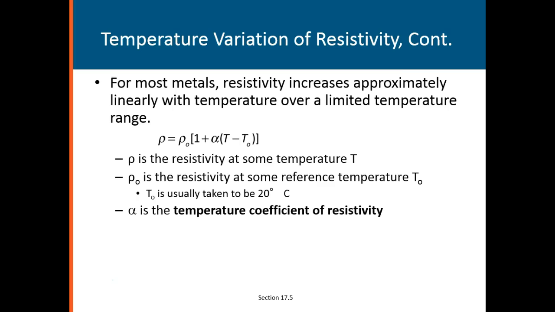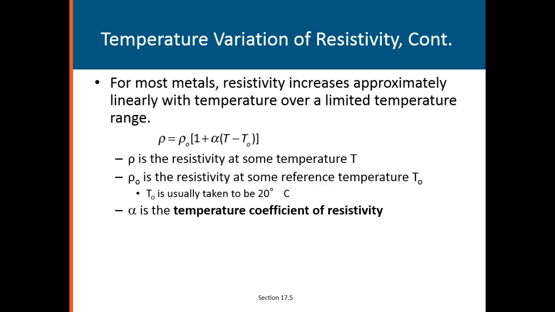It's room temperature exactly, or very close to it. Right now we're sitting, they say, at 71 degrees. 20 degrees Celsius would be 68 degrees Fahrenheit, right around room temperature. So that's what they usually choose to be the reference temperature. Then the alpha that you see here, that's your temperature coefficient of resistivity, okay?